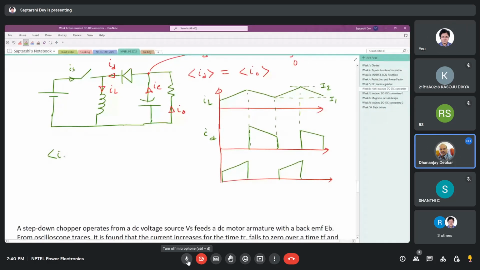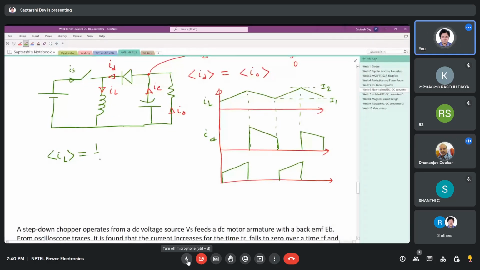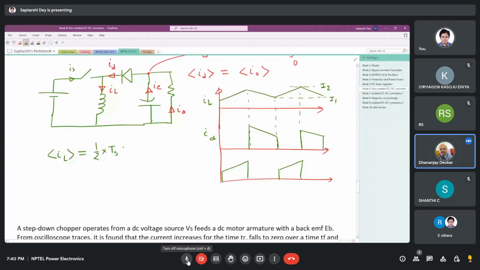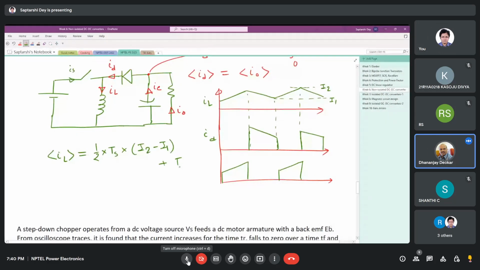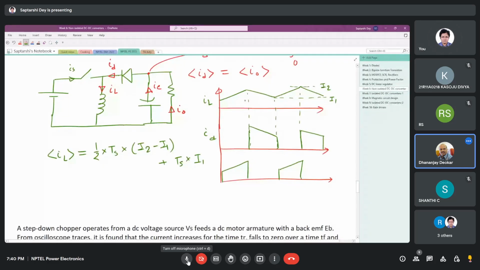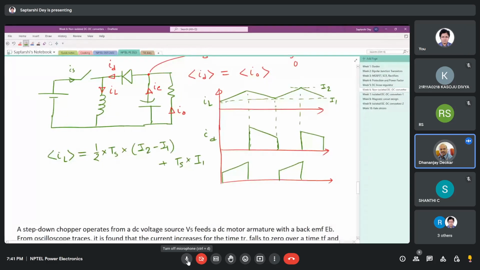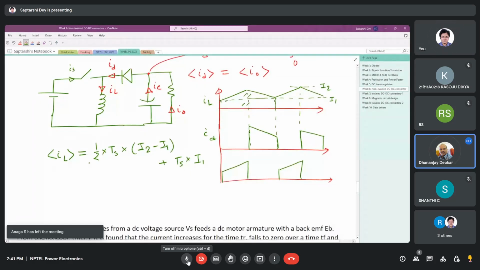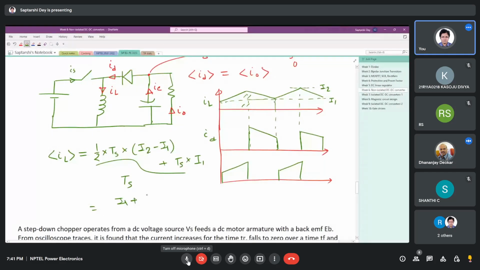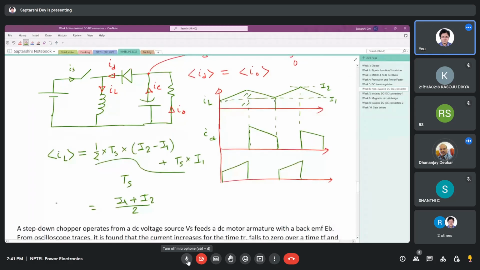If you do I_L average, take half into base into height, I2 minus I1, we get the area of this upper triangle, plus base into I1, we get the area of this rectangle. You understood, no? Two parts I divided, this area and this area, whole divided by Ts. What you get is (I1 plus I2) by 2. So the average inductor current is (I1 plus I2) by 2.